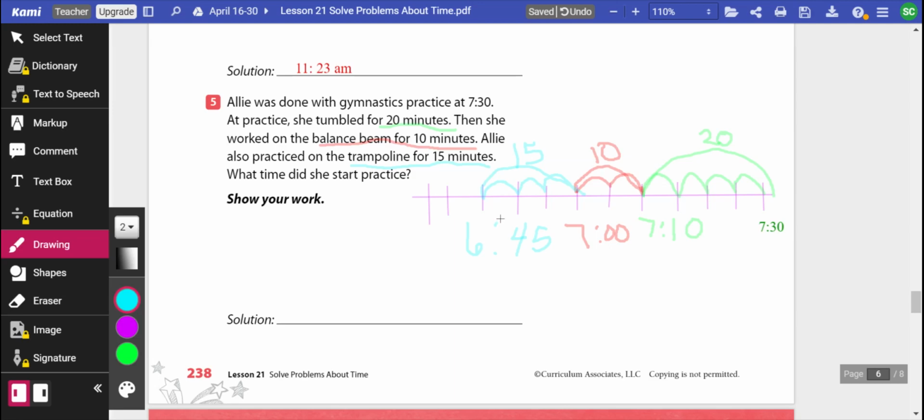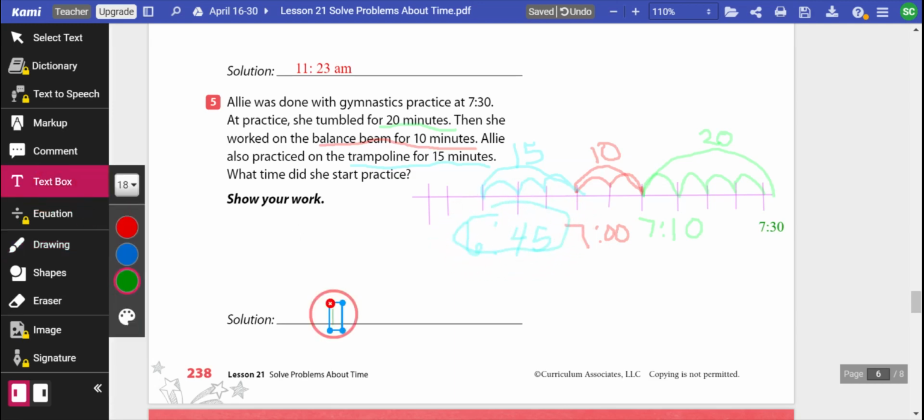So what time did she start? This is her start time. Our solution is 6:45.